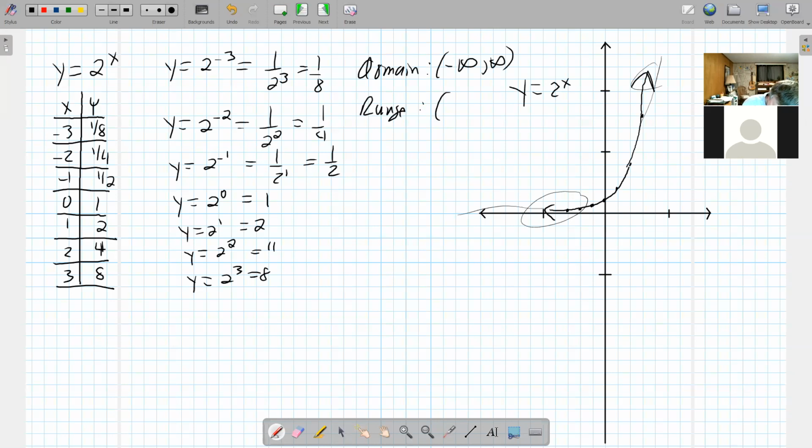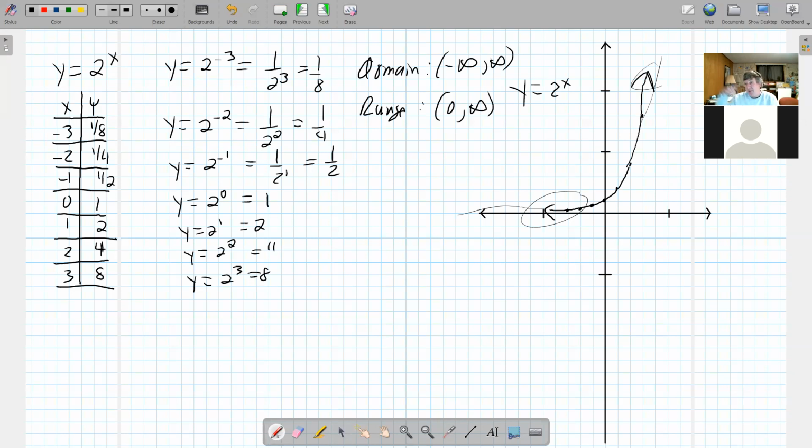The range would be greater than 0, because as we continue to the left, if we used x as -4, -5, -6, it would keep cutting things in half, but it would never get to 0. In fact, can you see as x gets larger, y doubles. As x gets smaller, y gets cut in half. Okay. To the right, this thing is going to continue to go up. So the range is from 0 to infinity, not including 0.